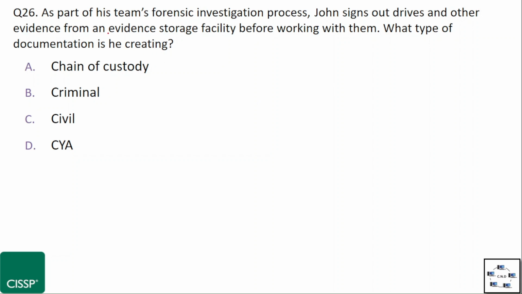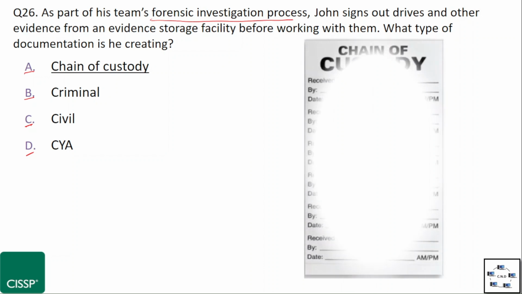Question number 26. As part of his team's forensic investigation process, John signs out drives and other evidence from an evidence storage facility before working with them. What type of documentation is he creating? The options are option A, chain of custody, option B, criminal, option C, civil, and option D, CYA. So remember, when working with the evidence in forensic investigation, the term used for documentation is chain of custody.